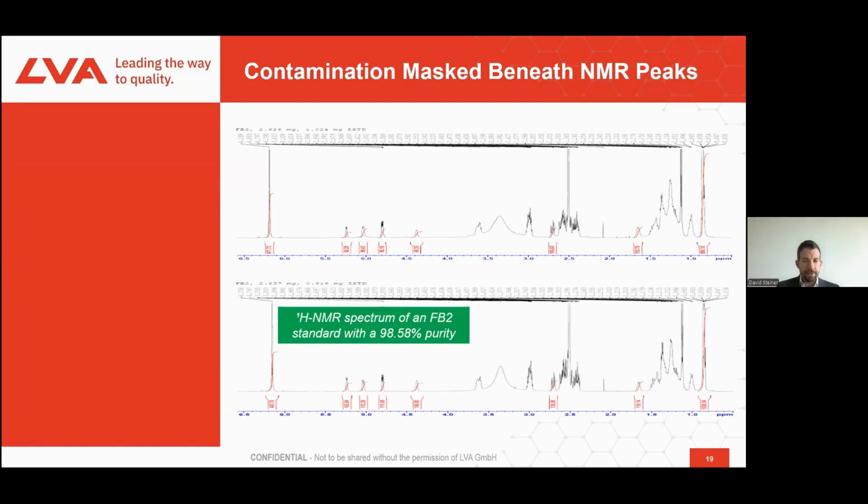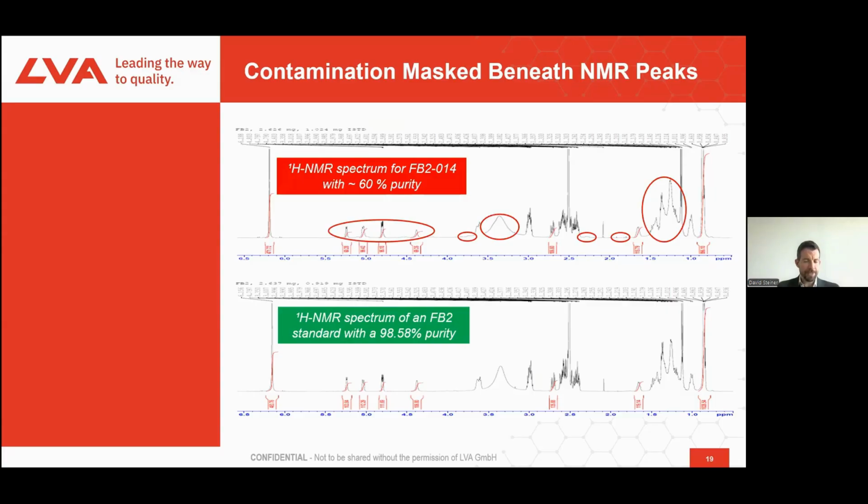And to better understand the root cause, we compared the questionable lot of fumonisin B2 with a second lot where we already knew that the purity was very high, close to 99%. So we performed an additional NMR analysis using a different laboratory, and here you can see two spectra, the questionable lot on top and the high purity material below. And at first glance, both spectra actually look quite similar. However, with a closer look, subtle differences become visible.